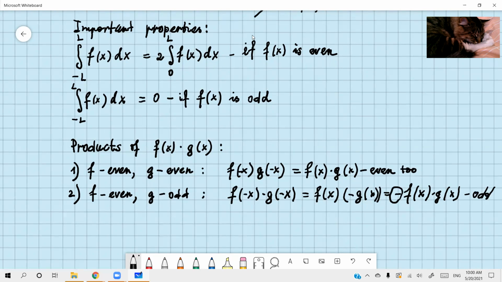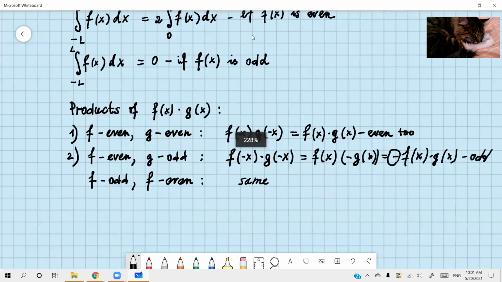Well, what is going to happen if we have f odd and g even? You can understand that we are going to basically have the same situation. Just the minus is going to come not from g, but from f. But the result is going to be the same.